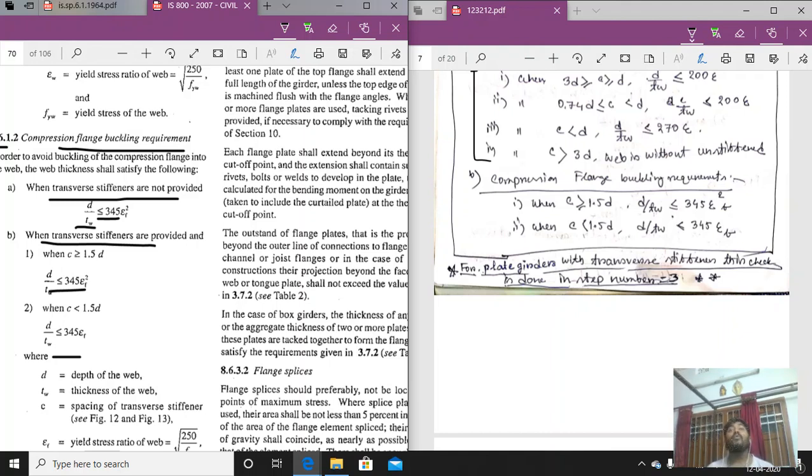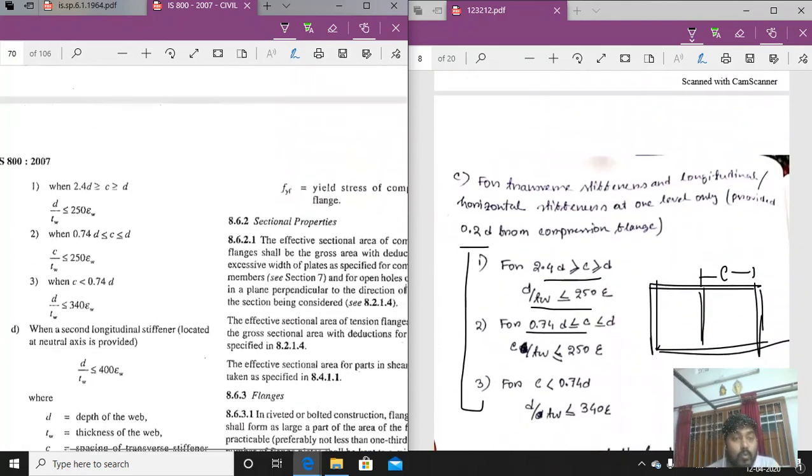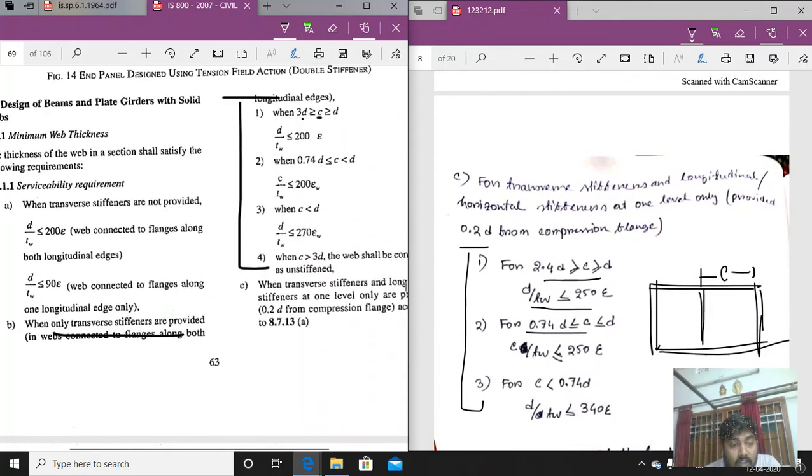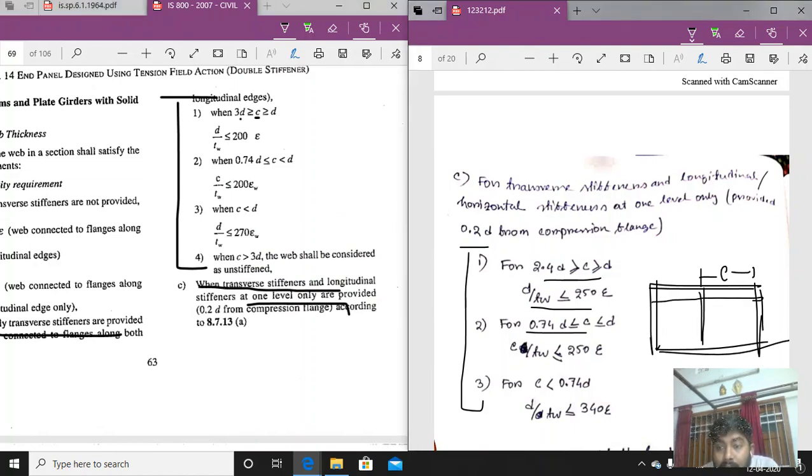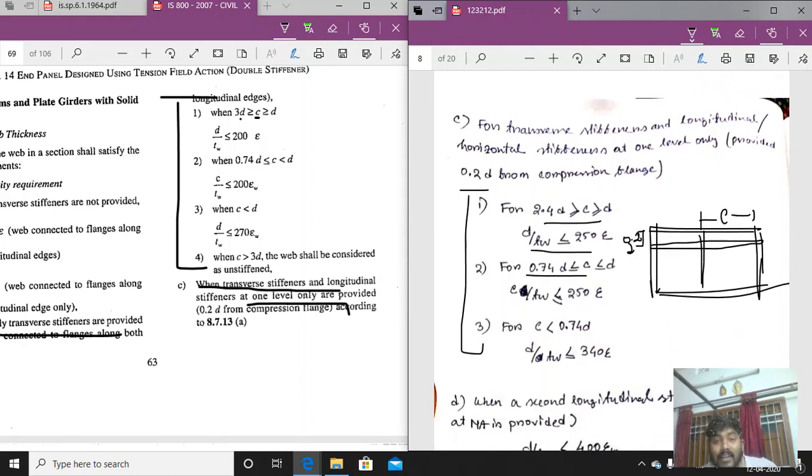Sometimes along with transverse stiffeners, horizontal, that is longitudinal, stiffeners will also be used. So coming to criteria number 2, when transverse stiffeners and longitudinal stiffeners at one level only are provided. What is the distance? 0.2 D from the compression flange. So this distance is 0.2 D, and for that this is the criteria to be satisfied.